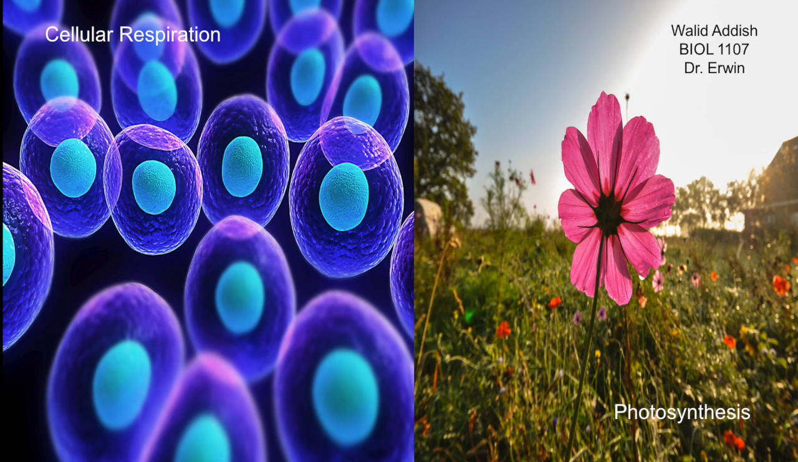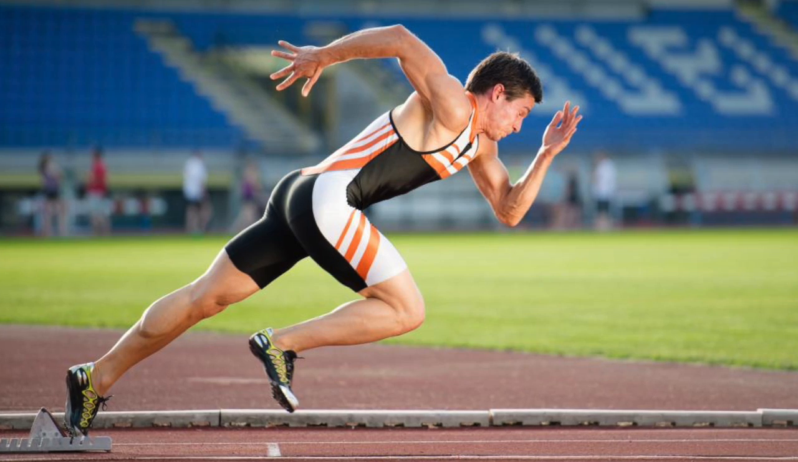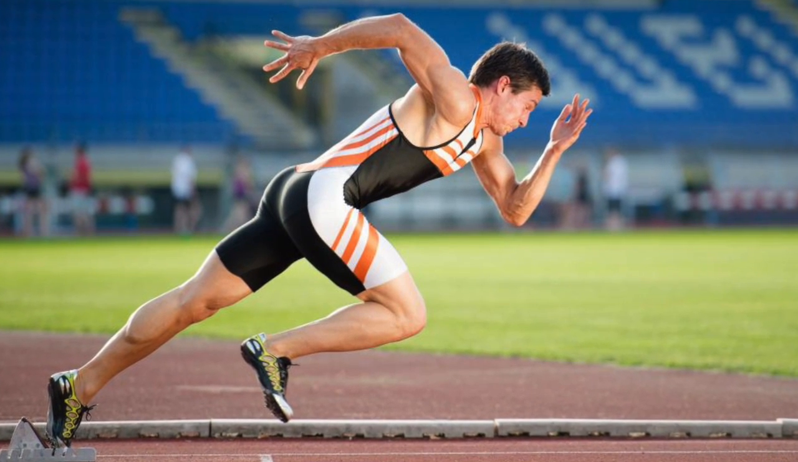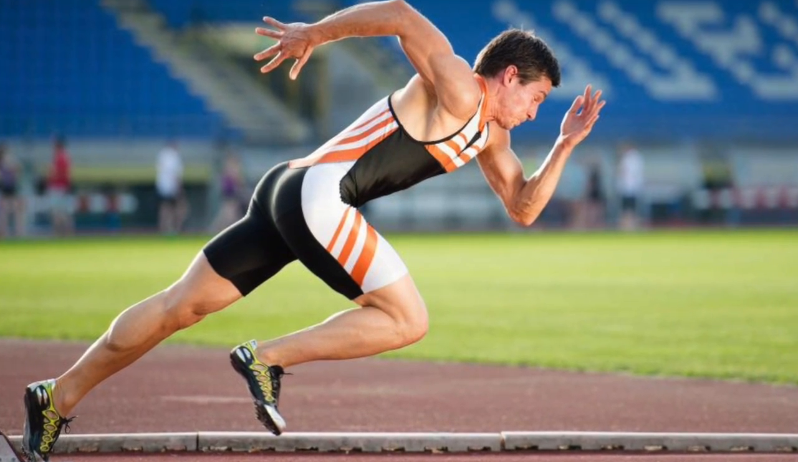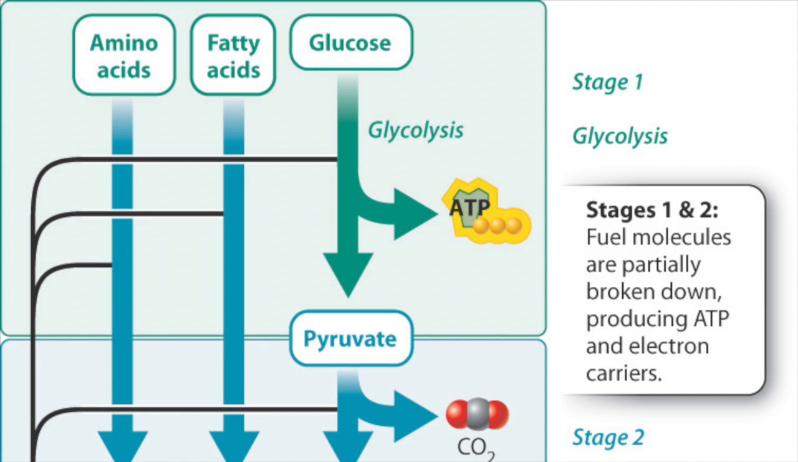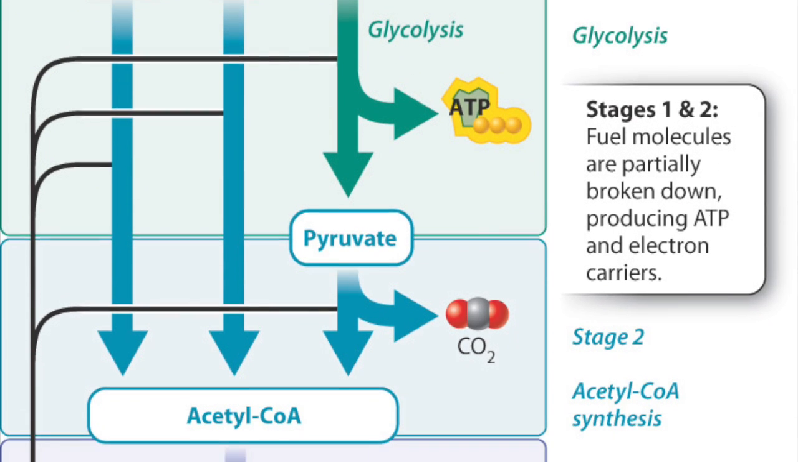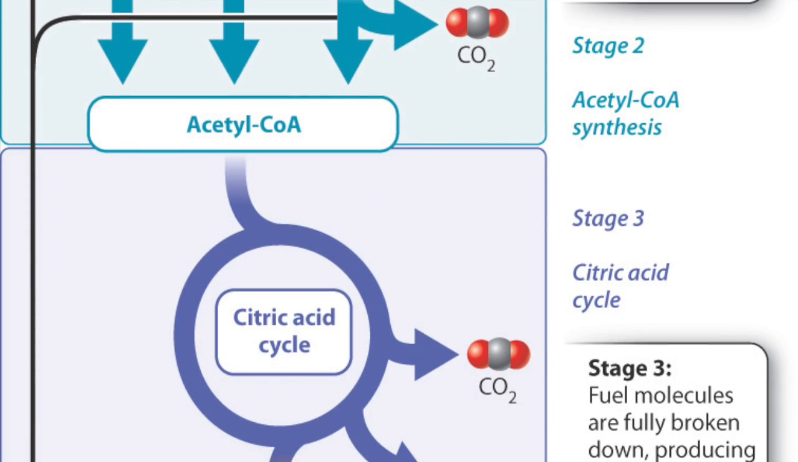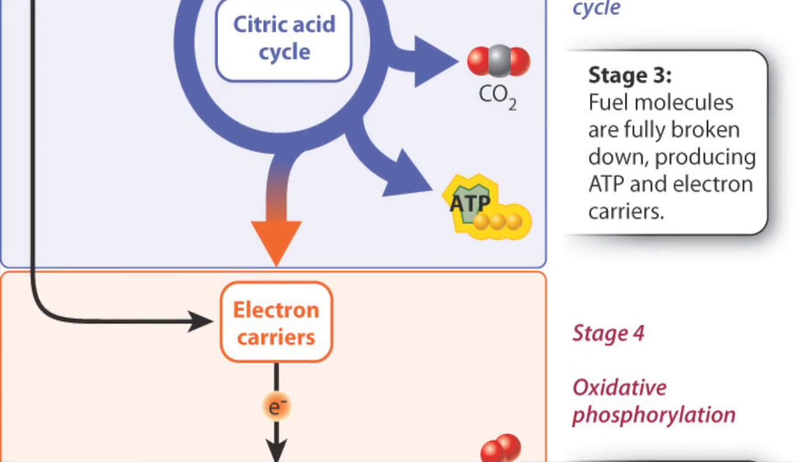Hi, in this video we'll be talking about cellular respiration and photosynthesis. Cellular respiration is one of the major sets of catabolic reactions in a cell. During cellular respiration, fuel molecules are catabolized into smaller units to release the energy stored in their chemical bonds so the cell can do work. Cellular respiration takes place in 4 stages. The 4 stages consist of glycolysis, acetyl-CoA synthesis, the citric acid cycle, and oxidative phosphorylation.